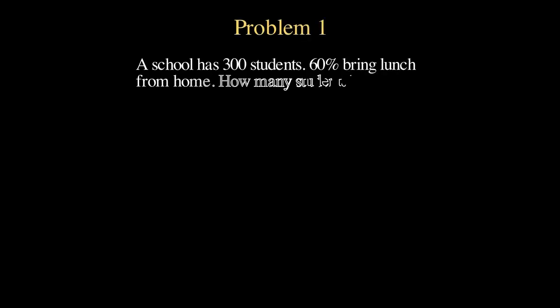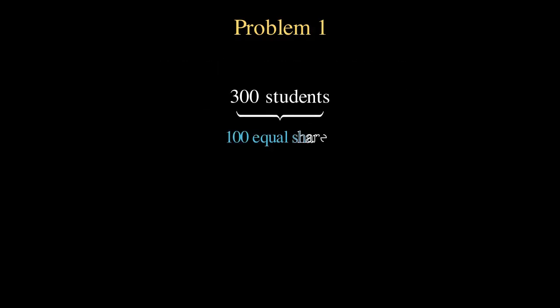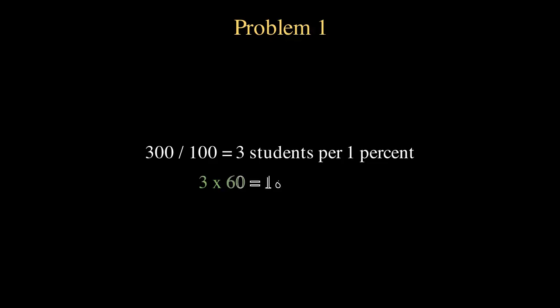A school has 300 students. 60% of them bring lunch from home. How many students bring lunch from home? This is just like the shoe store question. We need 60% of a total. So first we split the 300 students into 100 equal shares and find what 1 share is worth. 300 students divided into 100 equal shares gives 3 students per share. We want 60 of these shares, so we multiply 3 by 60 to get 180 students.